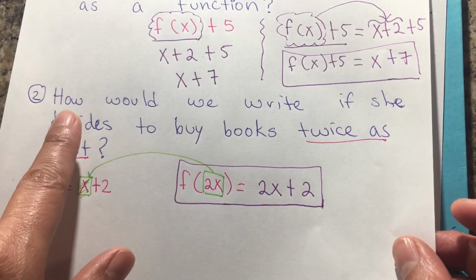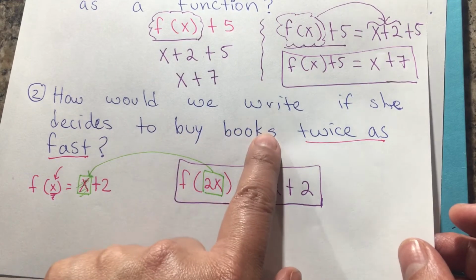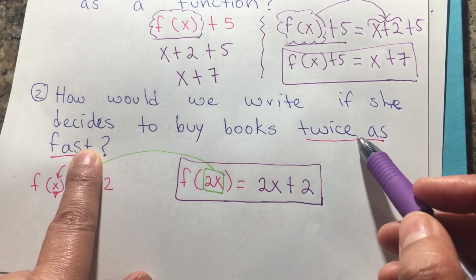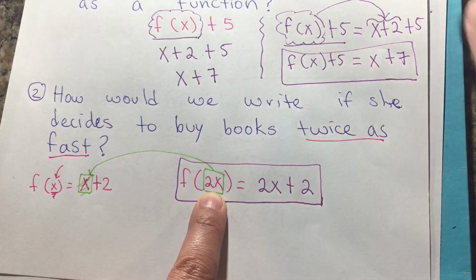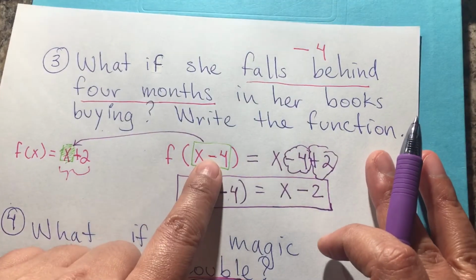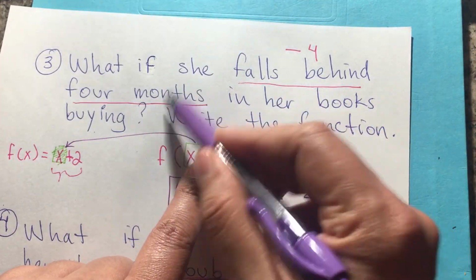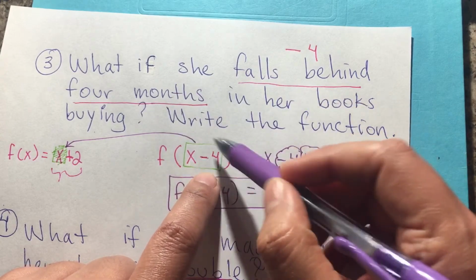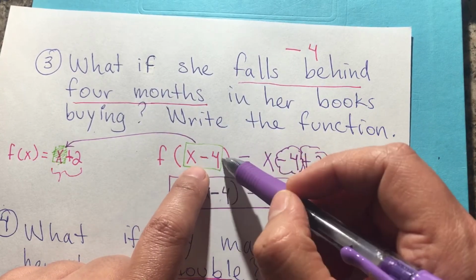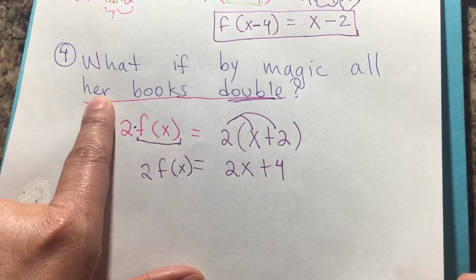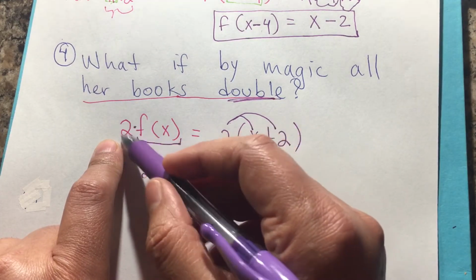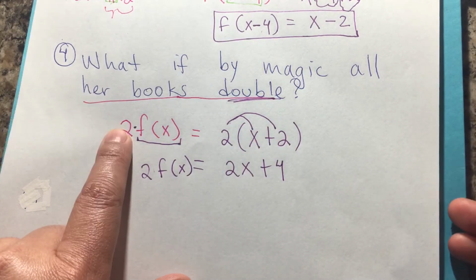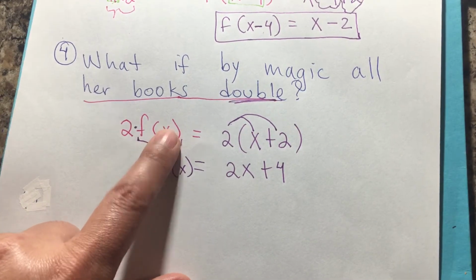Okay, how would you write if she decides to buy books twice as fast? This refers to months, the time that goes inside, twice as fast. This says behind 4 months. Again, in here, it's related to months. It affects the months, that's why it's inside. And the last one, her books double, outside. So when it affects the books, the number, the constant or factor is going to be outside. When it affects the months, it goes inside.